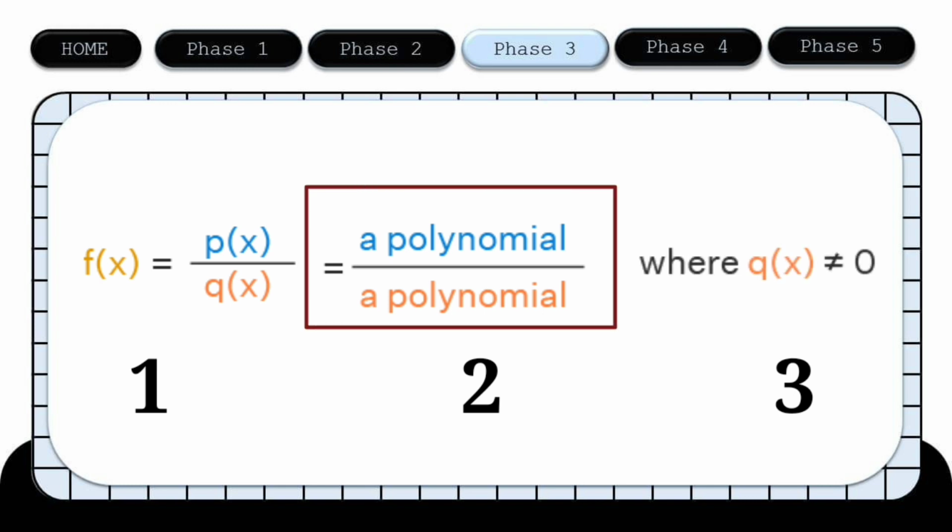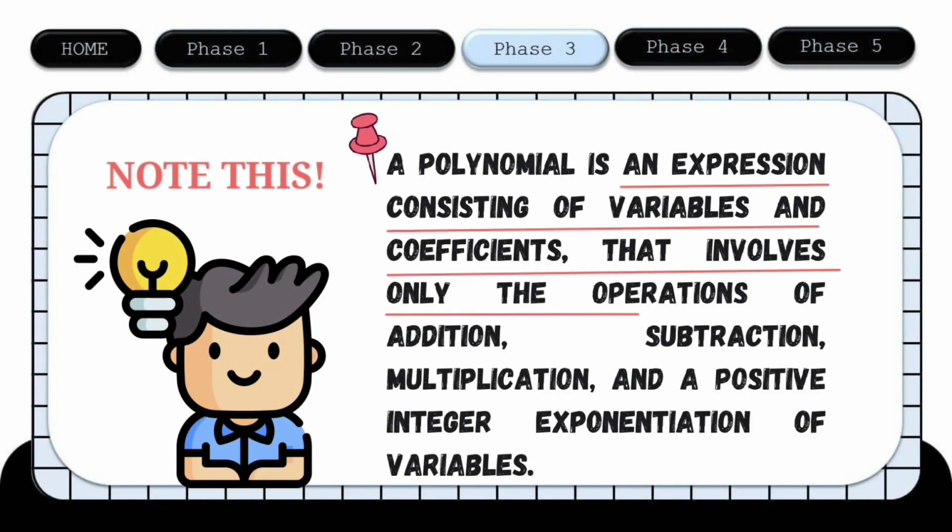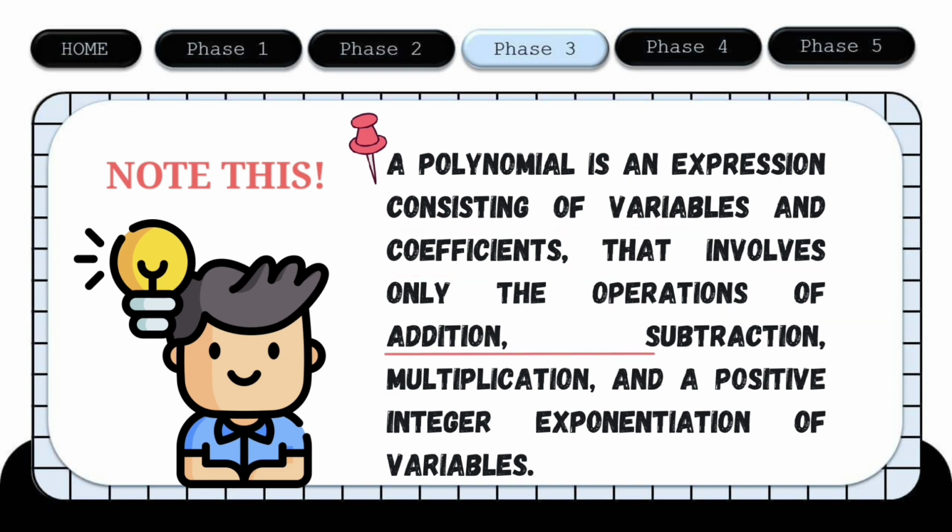Now, ano nga ba yung polynomials? A polynomial is an expression consisting of variables and coefficients that involves only the operations of addition, subtraction, multiplication, and a positive integer exponentiation of variables.